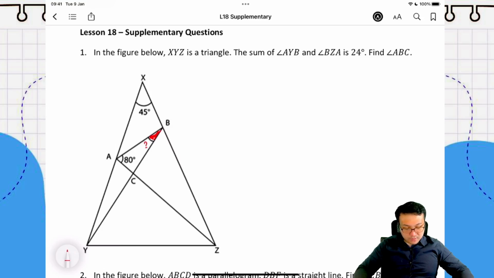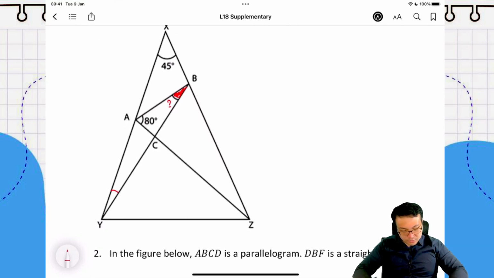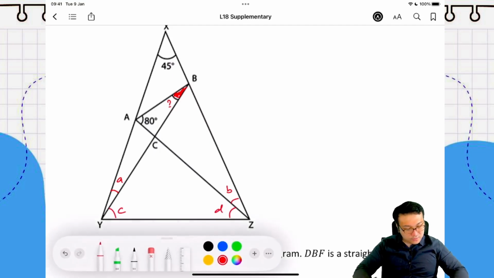So I tell you what, why not I give you 2 minutes? Can you all try to find this angle, please? And type your answer in the chat. Okay, there are some angles here that we don't know. Let's just label this A and B. Then let's just label this C and D. So it's easier for us to work it out.